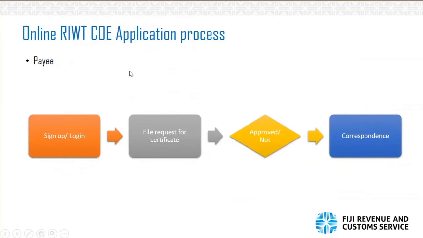The process will all be done from the individual's or payee's TPOS. The process will be the sign up. If you haven't signed up yet, or if you have already, then you can just log in to the TPOS, file a request for exemption, and then it will go for approval. Approved or not, the applicant will be advised accordingly.